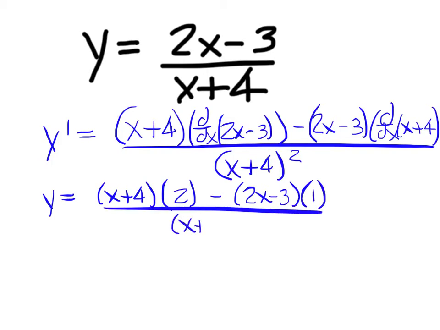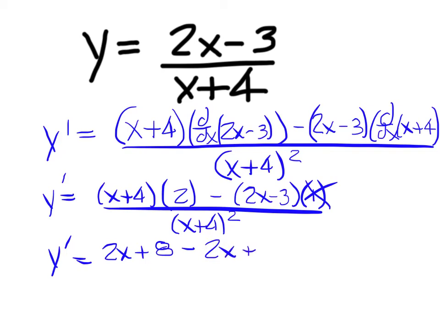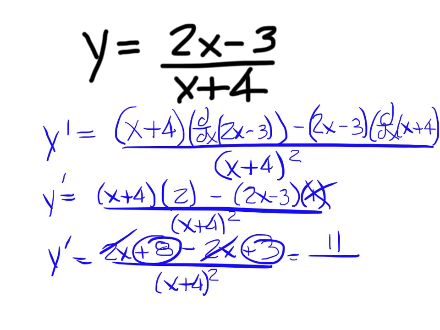So on the bottom, this one stays the same. Now multiply to get 2x plus 8. Now notice this is minus, and since you're multiplying by 1 at the end, it's just canceled out. So that's minus 2x plus 3. And then x plus 4 quantity squared. On the top, 2x minus 2x is gone. And then 8 minus 3. Well, actually not 8 minus 3, but it's 8 plus 3, which should be 11. And then on the bottom, x plus 4 quantity squared.